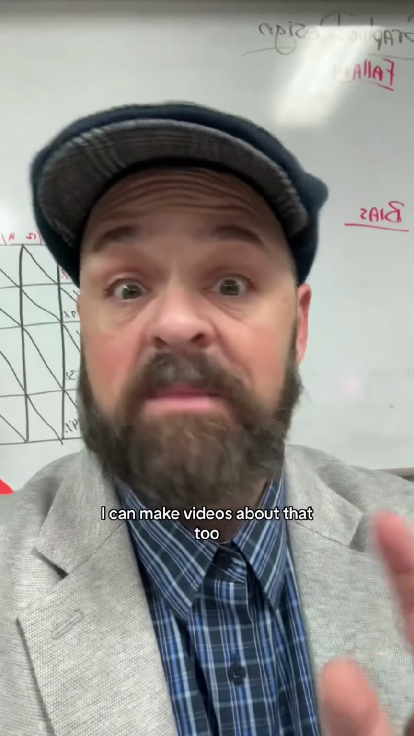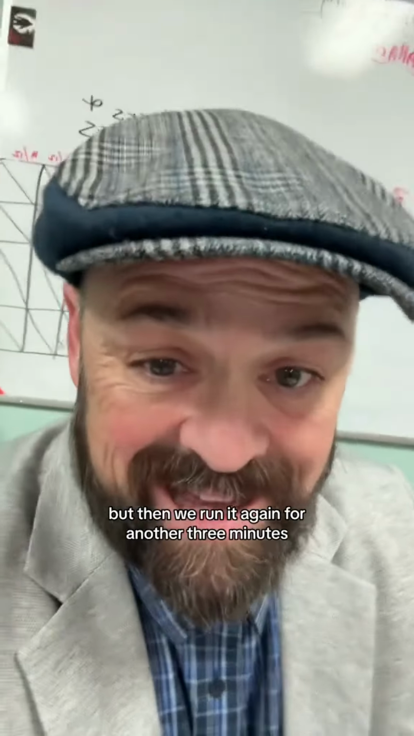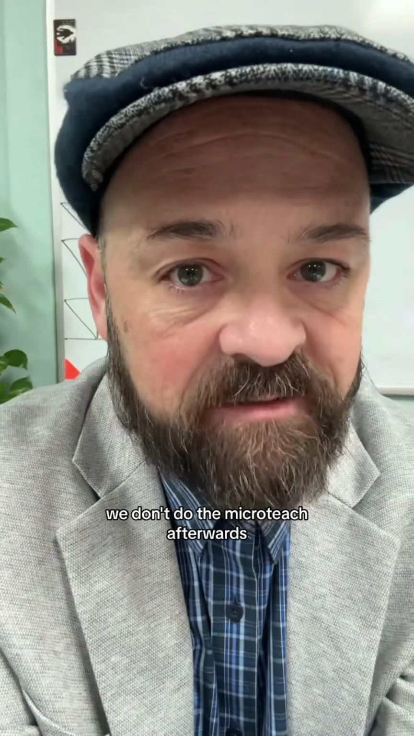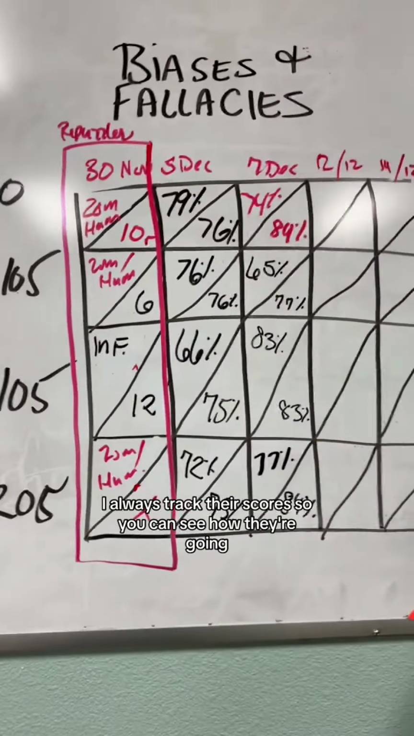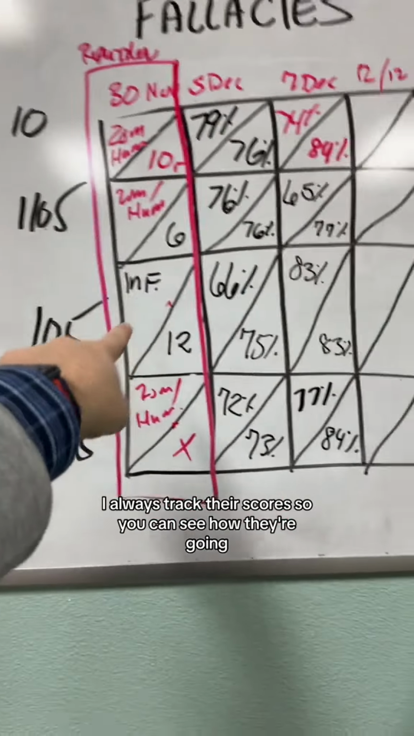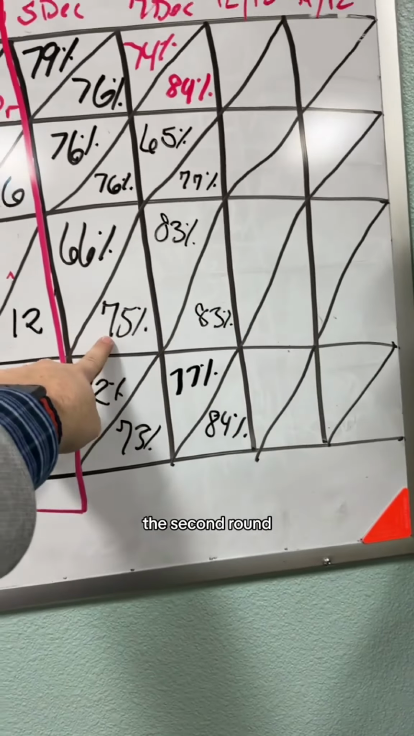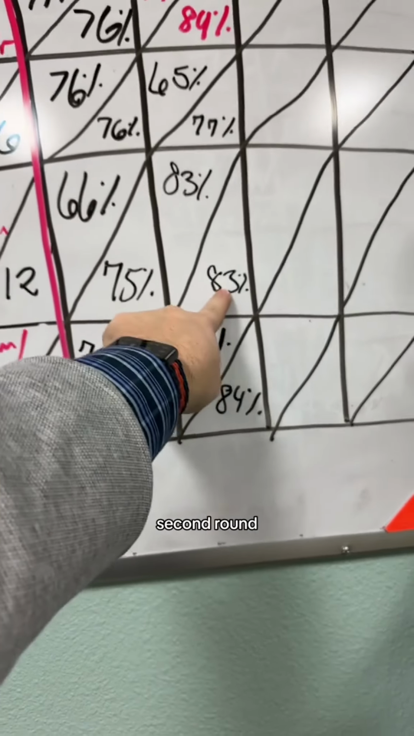If you want ideas, I can make videos about that too. But then we run it again for another 3 minutes. We don't do the micro teach afterwards, but we do look at the score, and check out behind me. I always track their scores so you can see how they're going. This is like the first round, the second round, and then the next day, first round, second round.